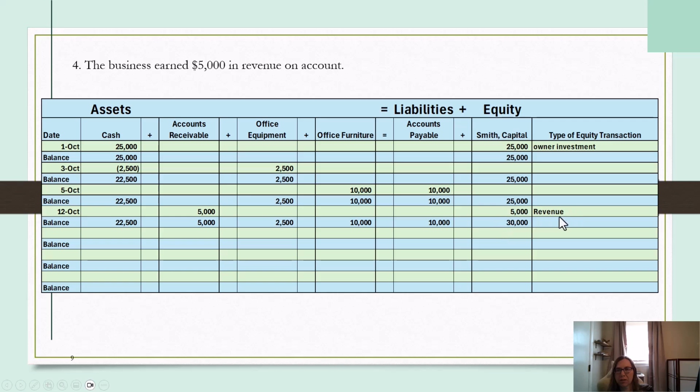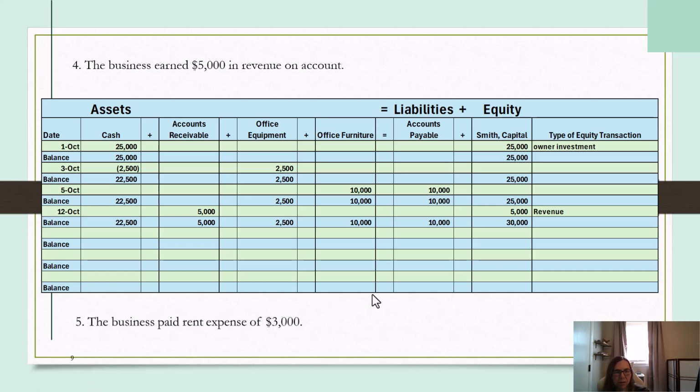And I just made a note that this is a revenue. So we're adding to revenue of the business, and we're putting it in the capital column for now. And we're also adding 5,000 in receivables, and then bringing the balances down. So at this point, you would have 40,000 on each side of the equation if you were to do the math. Okay, let's do the next example.